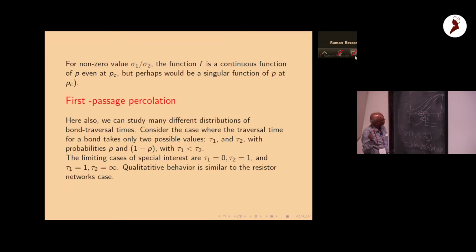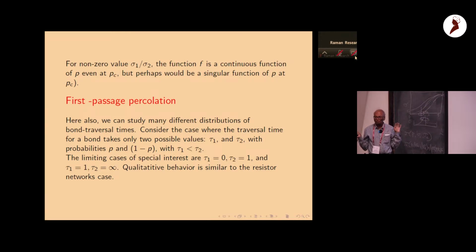I should do it here. So for non-zero values of sigma 1 by sigma 2, f is a continuous function of p even at pc. This is a tricky point, but actually it is obvious once I write it down, though you may not be able to think of it immediately the first time. So I say sigma 1 by sigma 2 is finite. What happens to this function? Does it jump someplace? No, it doesn't jump. It's a smooth continuous function. Even at pc, it will have a finite value.